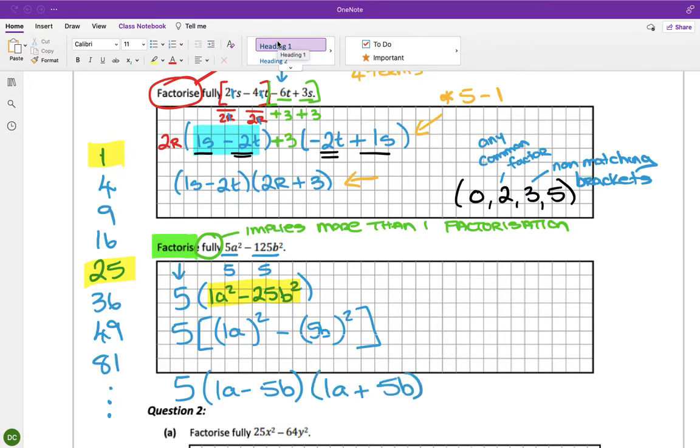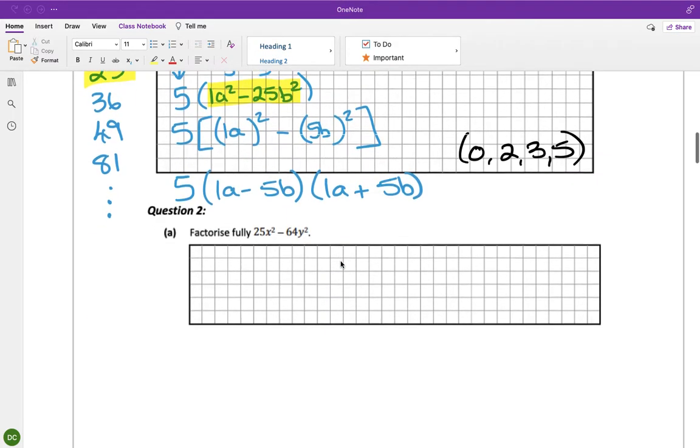Yeah? That's that one. Marking on that one is the exact same. The whole paper is the exact same. 0, 2, 3, 5. So I'm not going to keep doing the marks because it's the same.